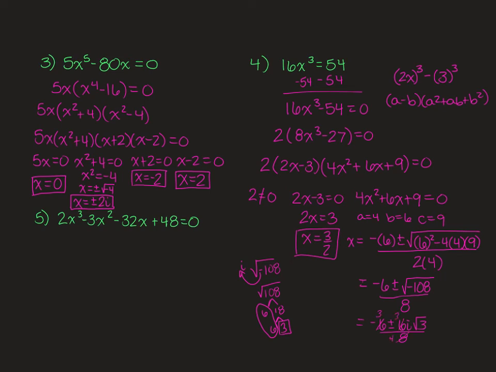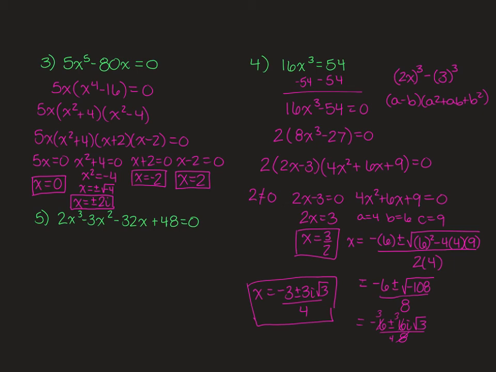So my final solution here, let me make some room, is x equals negative 3 plus or minus 3i square root of 3 all over 4. Okay, so kind of a complicated solution, but I got it using the quadratic formula. All right, number 5.